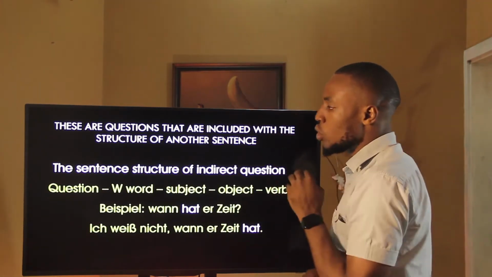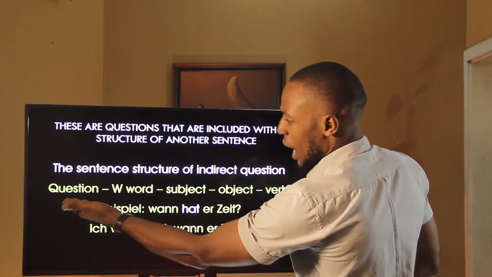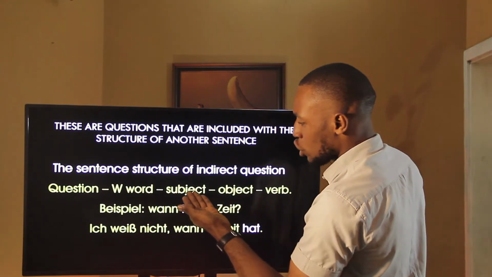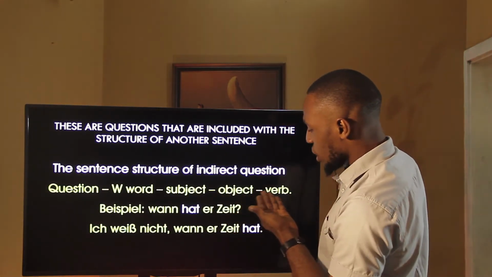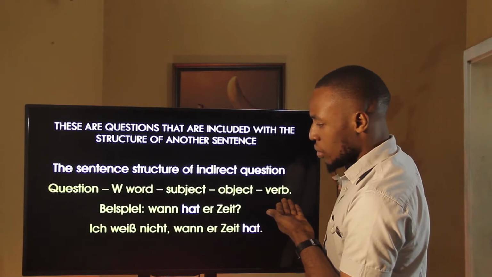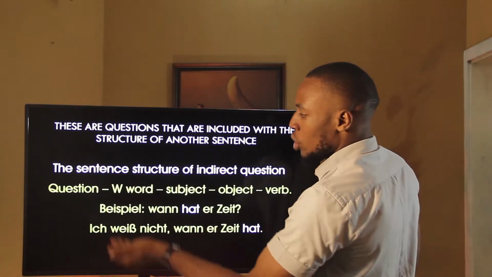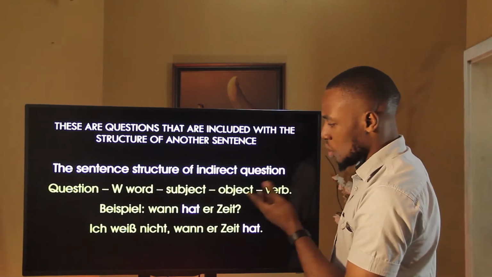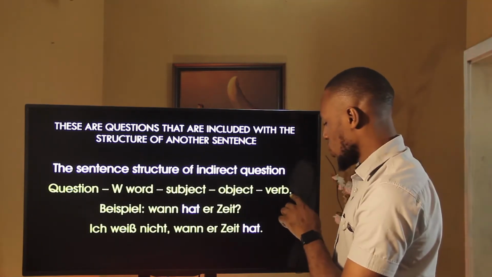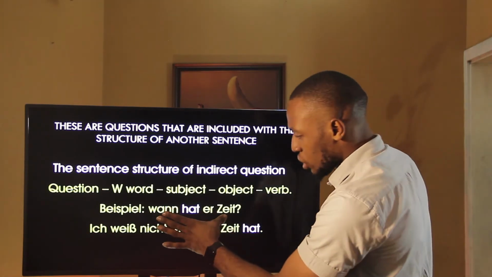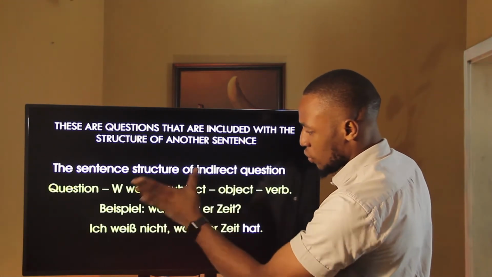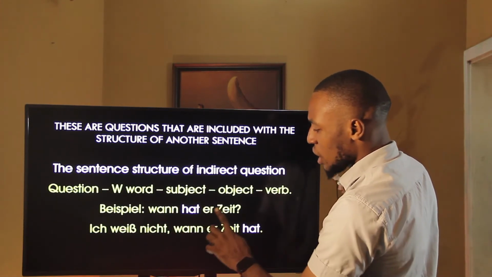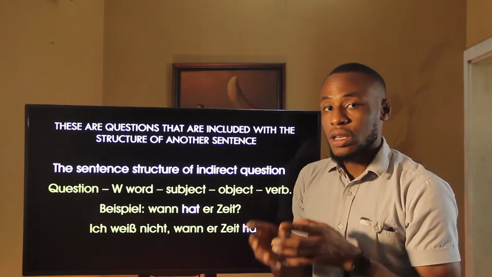First of all, I'm going to talk about the structure of the indirect question in German. If you look closely here, I have the question, I have the W word, I have the subject, I have the object, and then I have the verb. If you notice closely, you discover as well that here I have the full stop. It doesn't end with a question mark, rather it ends with the full stop. Now, this is a particular example of a direct question like we've talked about earlier on. Wann hat er Zeit? Which simply means, when is he free?